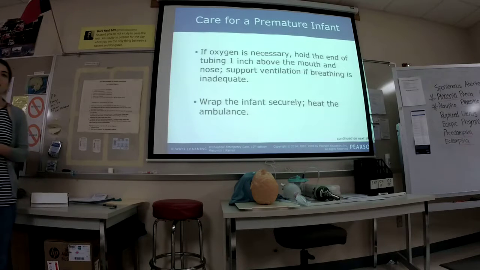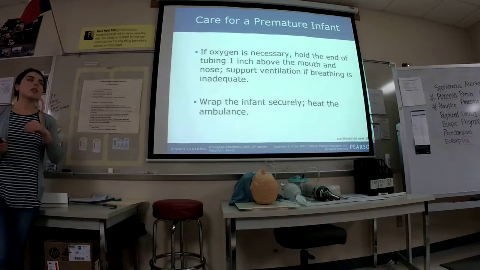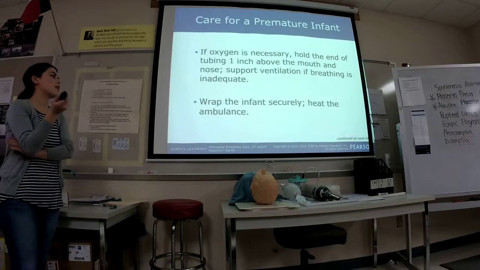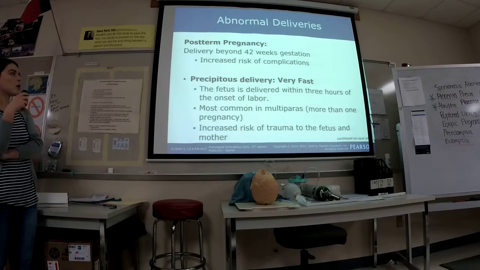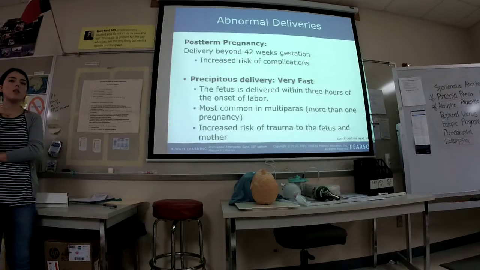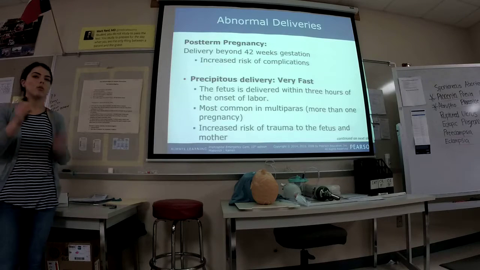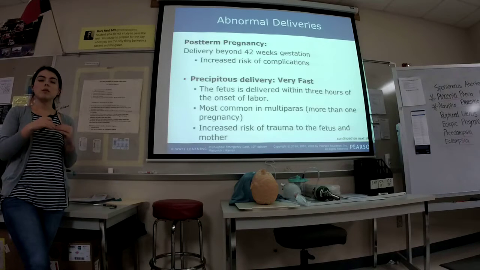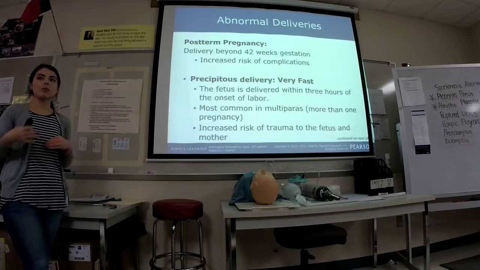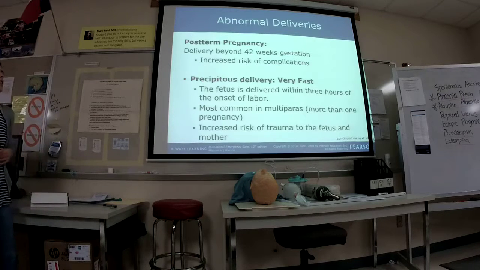Oxygen as needed, again using the blow-by technique, about an inch away from the nose and the mouth. Post-term pregnancy is beyond 42 weeks of gestation. Normal is 38 to 40, but once you get beyond that, complications can occur.